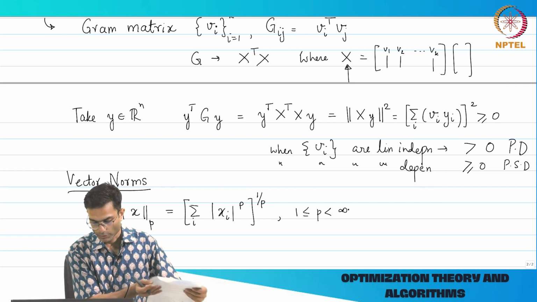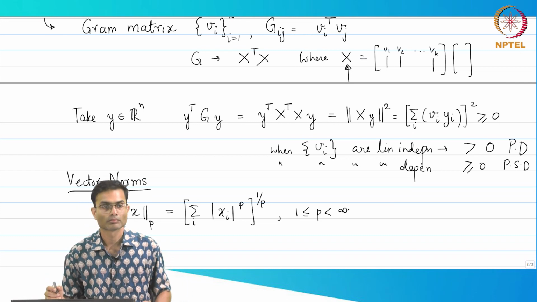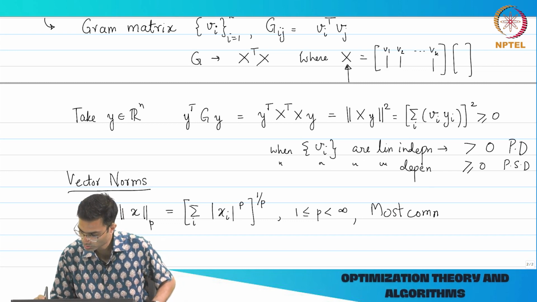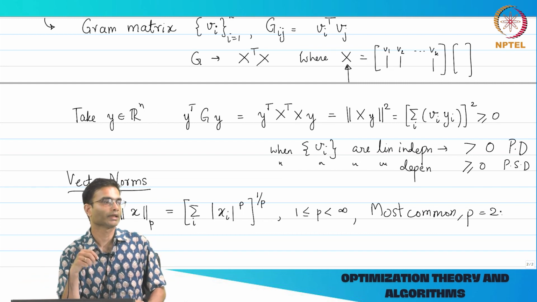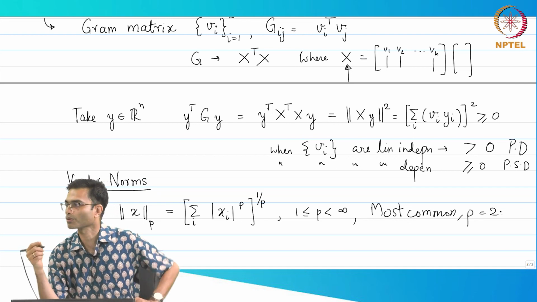Okay. Now, what is the most commonly encountered norm? p equal to 2. Right. So people, particularly in engineering disciplines, love p equal to 2 for a very simple reason. What is that?